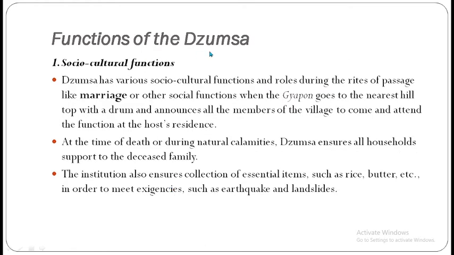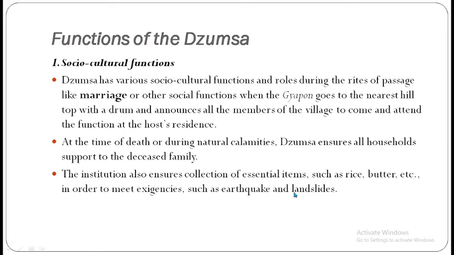Functions of the Zumsa. The Zumsa has socio-cultural functions, economic functions, administrative or political functions, and other functions. Among the socio-cultural functions, Zumsa has various roles, especially during the rites of passage like marriage or other social functions. And they also have a very important role at the time of death. At the time of death or during natural calamities, Zumsa ensures all household support to the deceased family. The institution also ensures collection of essential items such as rice, butter, etc. in order to meet exigencies such as earthquake and landslide.